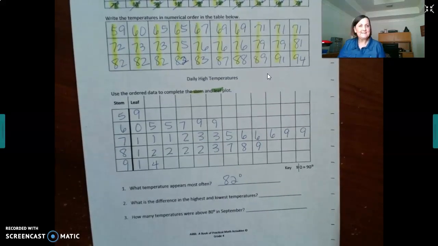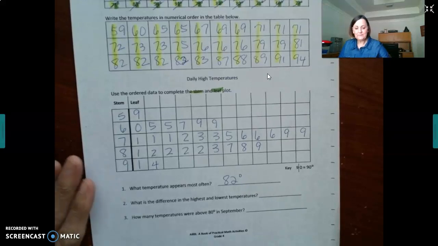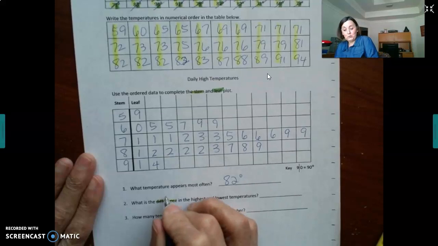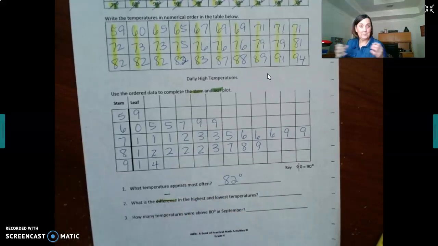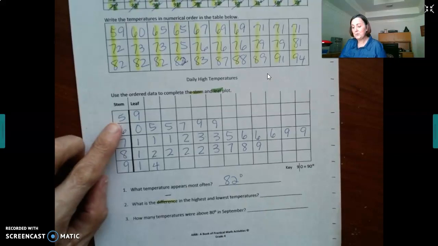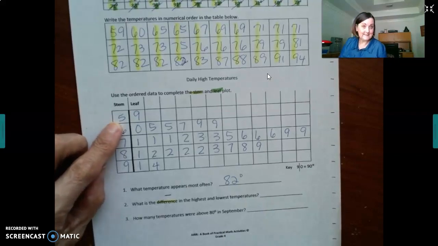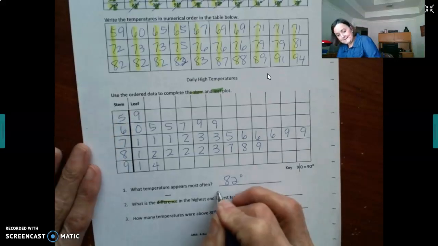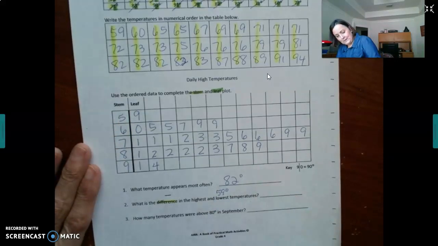What is the difference? Remember what difference means? Difference means to do what? To subtract. We're comparing, so we're going to find the difference between the highest recorded temperature and the lowest recorded temperature. So we're going to go with our stem, that's the least stem, and look at the leaf. So our least temperature was 59 degrees.